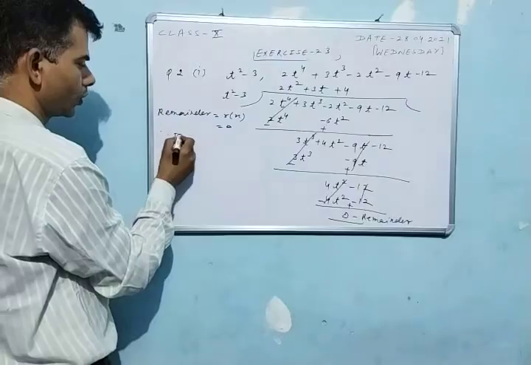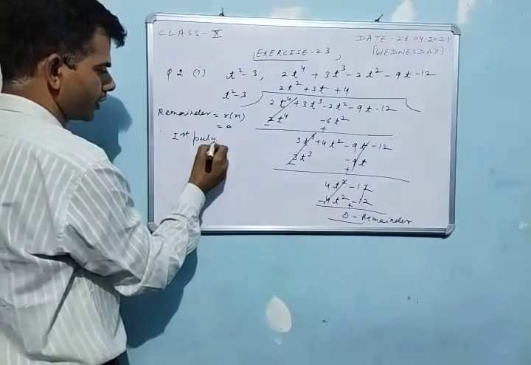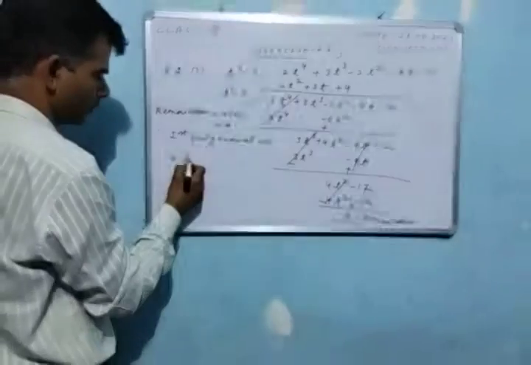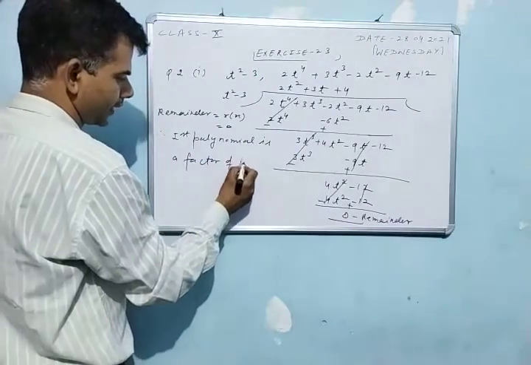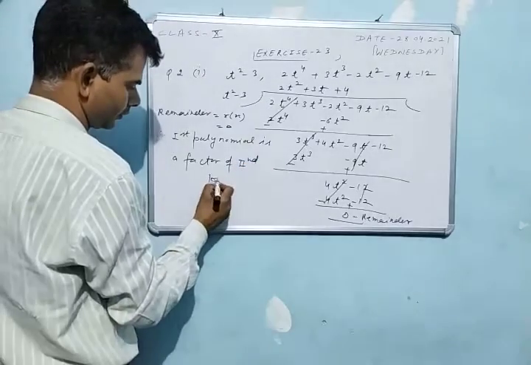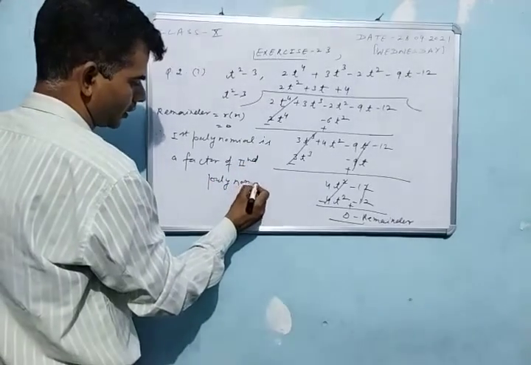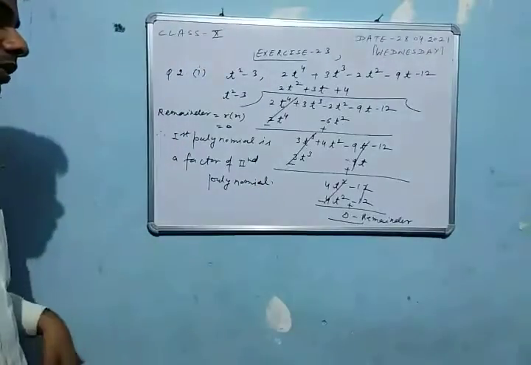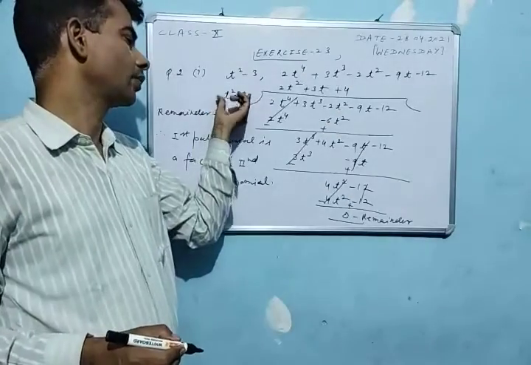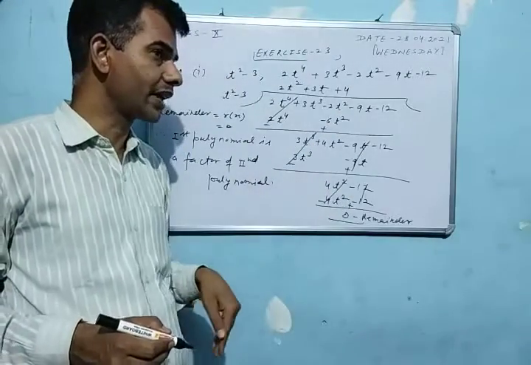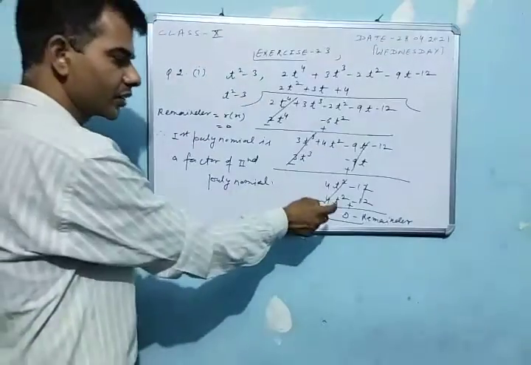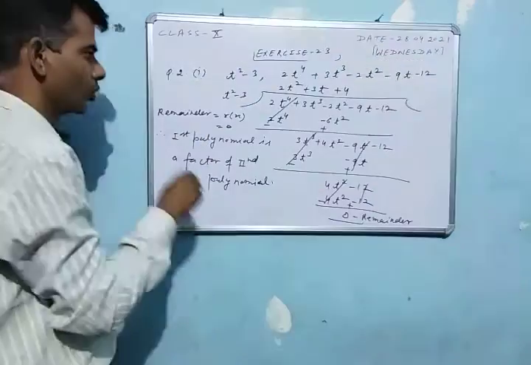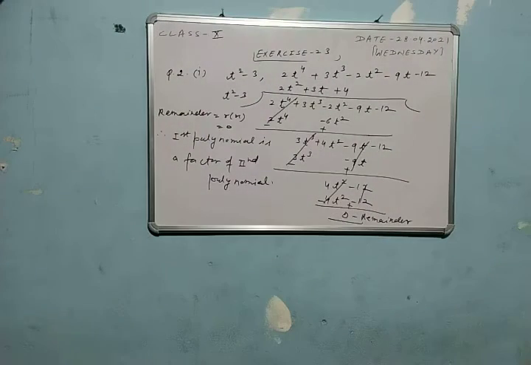Therefore first polynomial is a factor of second polynomial. Student, if remainder was not equal to 0, then first polynomial is not a factor of second polynomial. But in this question, remainder is 0, so first polynomial is a factor of second polynomial. Student, please note it down.